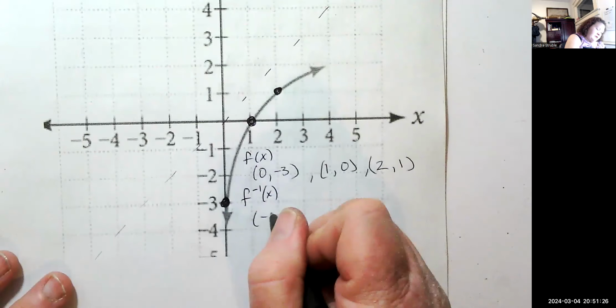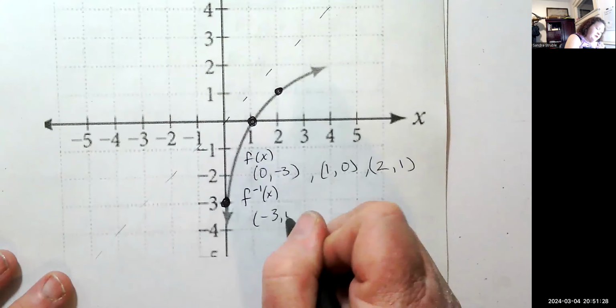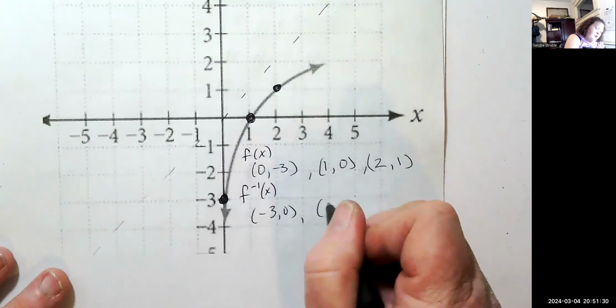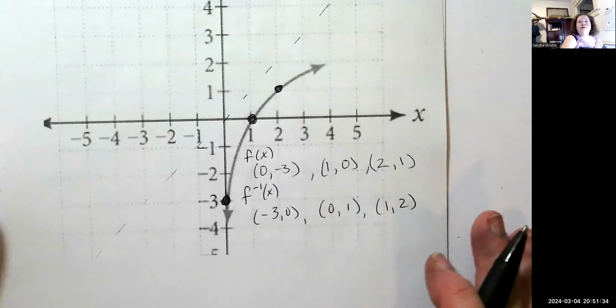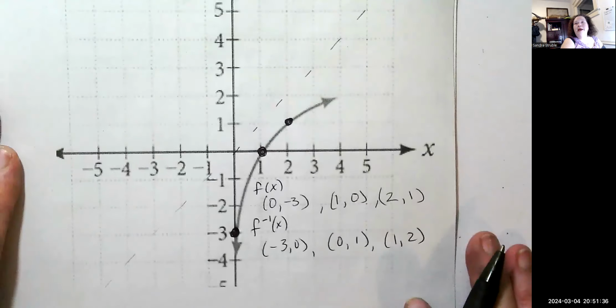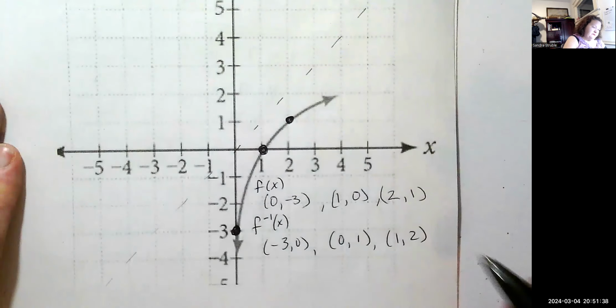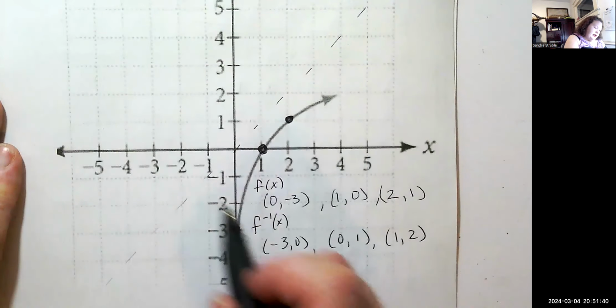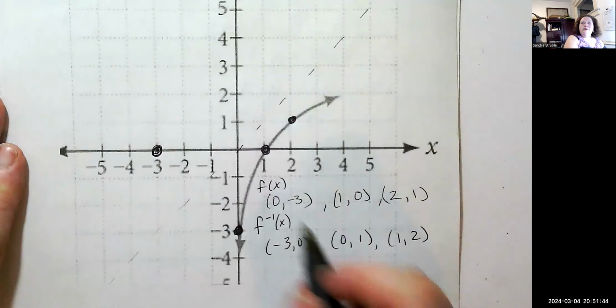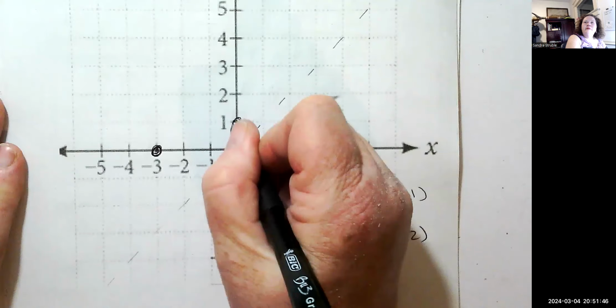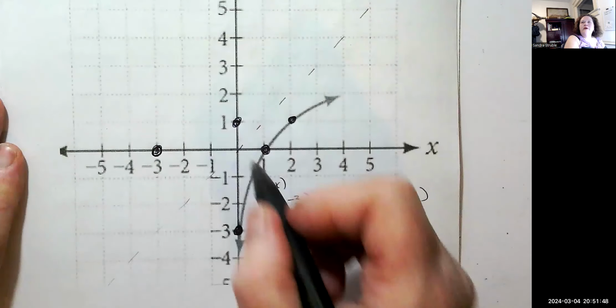flipping from 0, -3 to -3, 0. From 1, 0 to 0, 1, and then from 2, 1 to 1, 2. I can now take those points, plot them, and get the inverse. So -3, 0. It's right here. 0, 1. And 1, 2.